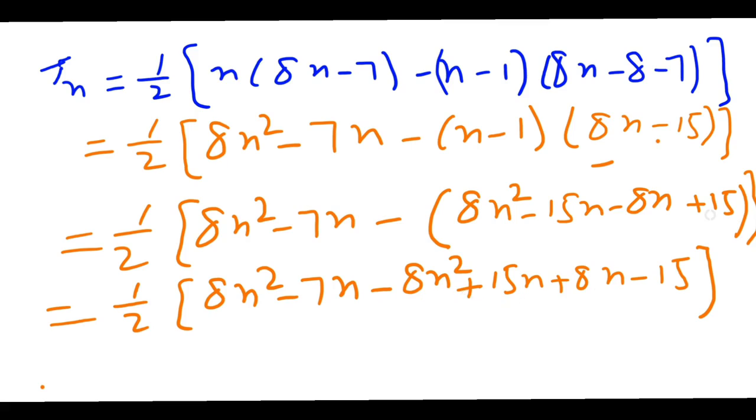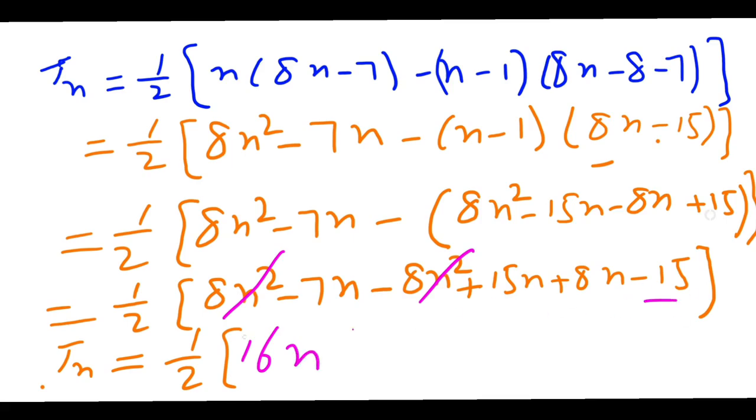Now I'm going to simplify. So Tn is going to be equal to 1 over 2 big bracket, positive and negative cancel. So we got n, now add up these two, 16n minus 15. So this is my final answer.